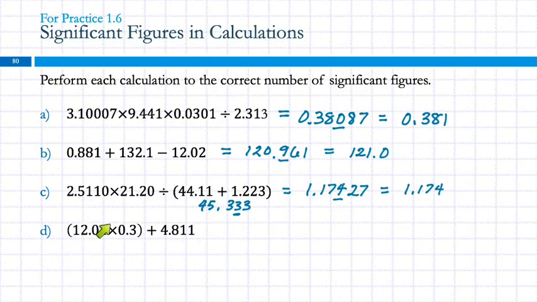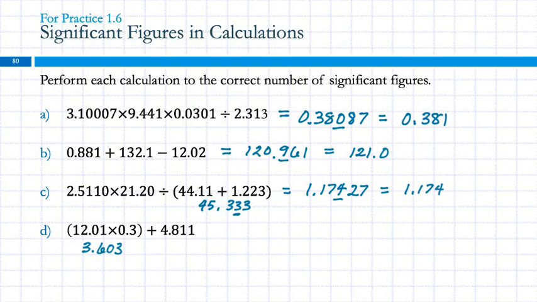This one, we have multiplying in parentheses, and then we're going to add the 4.811. So I need to look at the result of the multiplication and identify how many significant figures and where is the last significant figure before I add it. So 12.01 times 0.3. The calculator gives me 3.603.